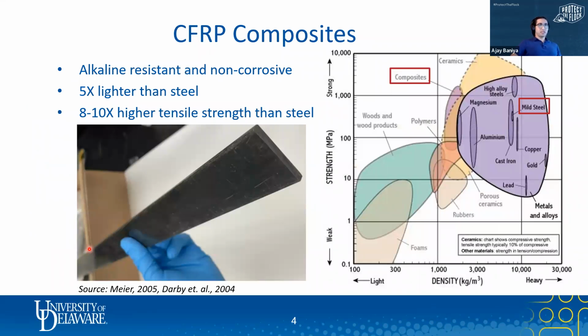What makes CFRP composite well suited for civil engineering applications? The first reason is the material itself is alkaline resistant and non-corrosive in nature. And if we see the density versus strength plot for various materials, density goes higher as we go right, and strength goes higher as we go up. As seen in the plot, composites are less dense than mild steel and have more tensile strength than mild steel. CFRP composites are 5 times lighter than steel and 8 to 10 times stronger than steel in tension. So that's why CFRP makes a really good candidate for strengthening purposes.